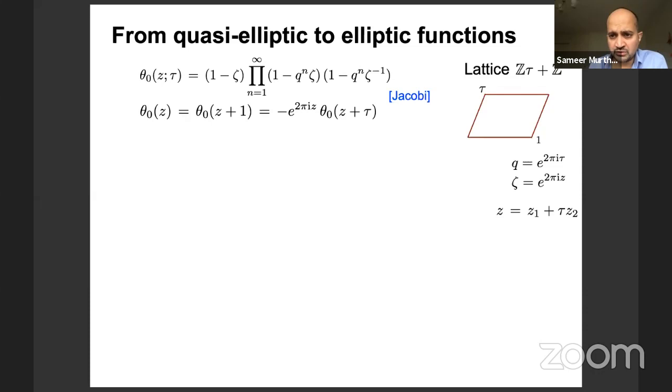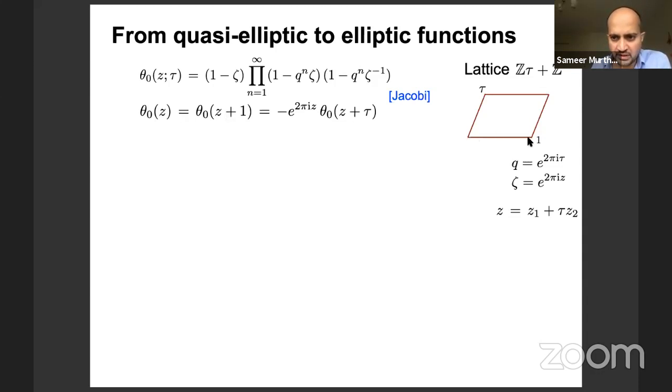In what I'm going to say next, there's this lattice, like I said, 1 and tau, and any complex number z I'm going to decompose in this basis, z1 plus tau z2. We have some function which is quasi-elliptic, and we want to deform that to make an elliptic function. I'm going to use elliptic to just mean doubly periodic. This will not be meromorphic. So it's a bit of abuse of terminology, which has already been done in the literature. So let's do an example. In fact, the Jacobi theta naught itself is quasi-periodic.